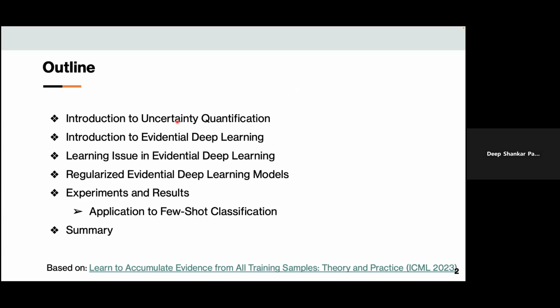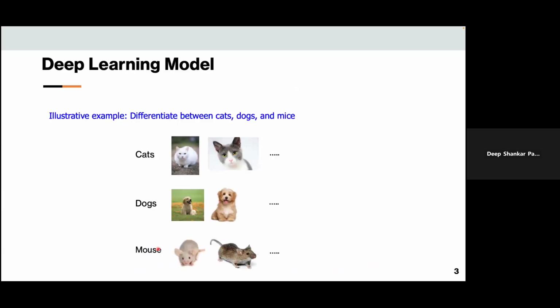This talk is mainly based on our earlier work in ICML titled Learning to Accumulate Evidence from All Training Samples, Theory and Practice. So let's first start with the deep learning model. Deep learning models have achieved great success in many real-world problems, and they are trained with a large amount of data. If we consider this illustrative example, where the goal is to differentiate between cats, dogs, and mice, we collect data for each of the classes, train the model.